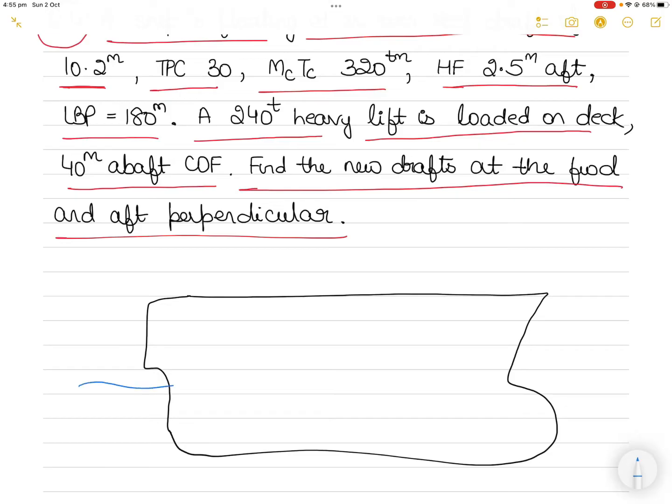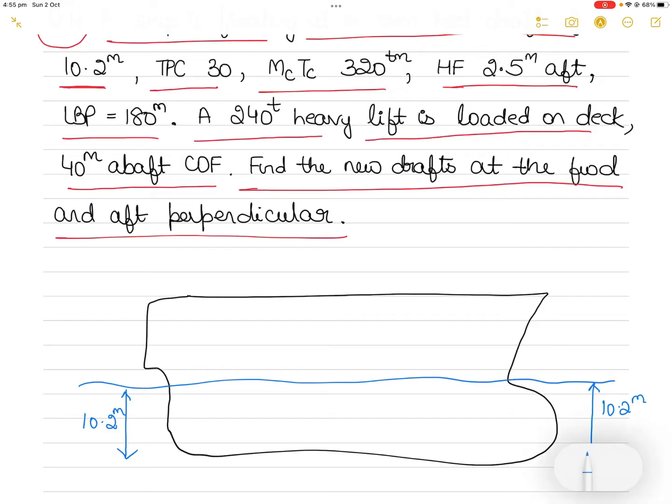So I will draw the water level at the same level. So both the drafts, 10.2 meters forward and aft, are the same. This is 10.2. This is 10.2 meters as well. And then we have the ship's length is 180 meters. The total length of the vessel between the perpendiculars is 180 meters. Now remember, this is the forward part of the vessel and this is the aft part of the vessel.